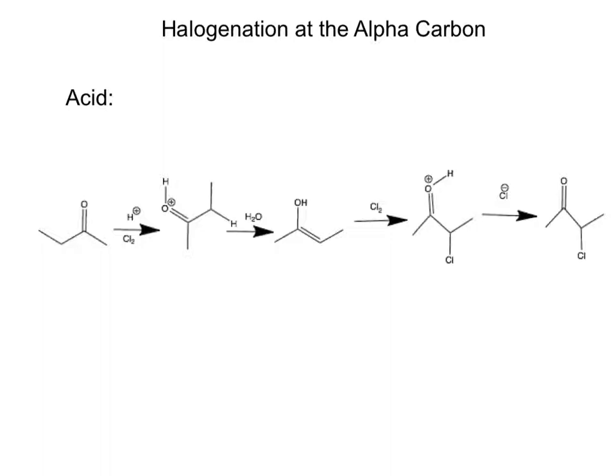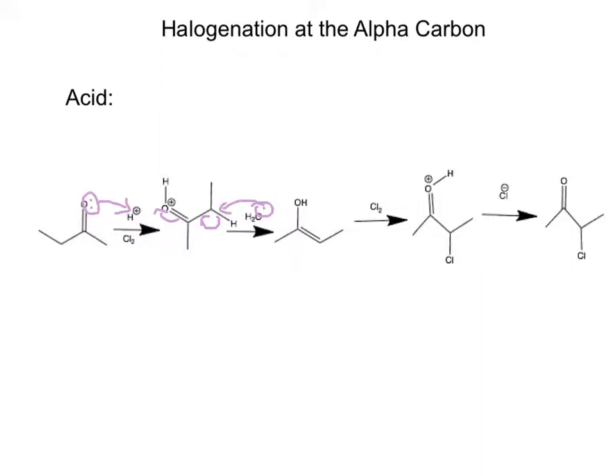First, we're going to do a halogenation reaction at the alpha carbon with an acid. We need to first look at who wants electrons and who has them. The proton wants electrons and the oxygen has them. Water will then deprotonate the hydrogen at the alpha carbon, which pushes electrons here and pushes these ones off.